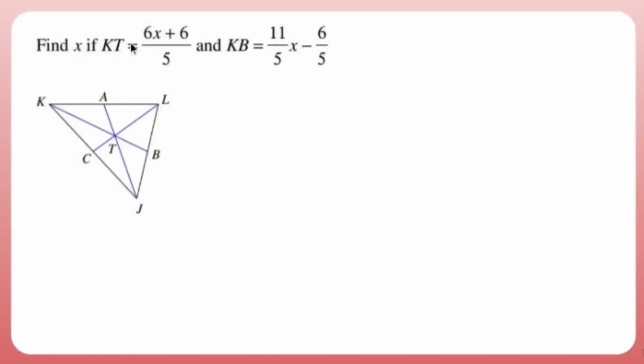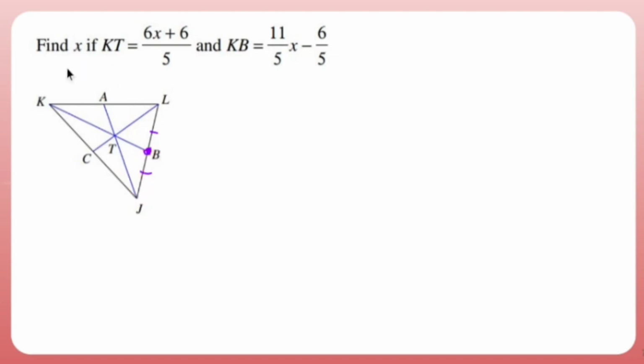Find K if XT equals and KB equals. One of the things that I forgot to mention in the directions is all of these are medians. Okay, all of these are medians. And what a median does is it takes the midpoint of one side and connects it to the opposite angle. It doesn't mean that these are angle bisectors. It just means that these guys are the same.